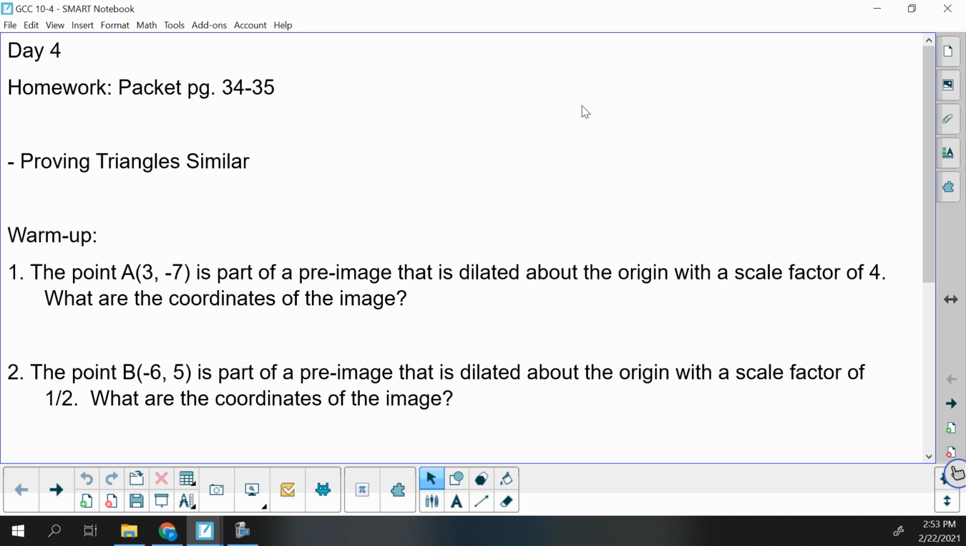This is the video for Unit 10, Day 4. We're going to look at proving triangles similar today. Homework is packet page 34 and 35.